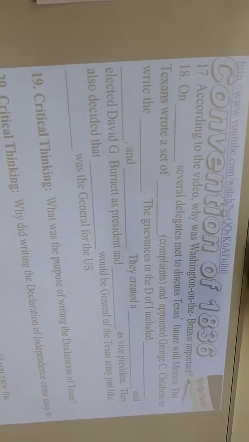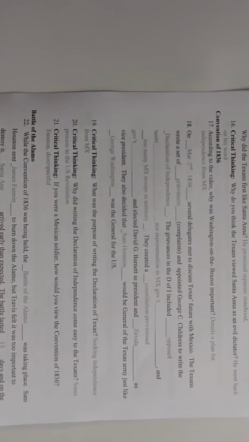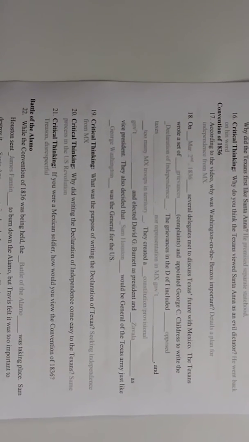We're going to skip number 17 because we're not going to watch the video yet. But let's go ahead and go through these set of blanks here. Number 18, on March 2nd, 1836, several delegates met to discuss Texas's future with Mexico. The Texans wrote a set of grievances or complaints and appointed George C. Childress, remember that name, to write the Declaration of Independence.